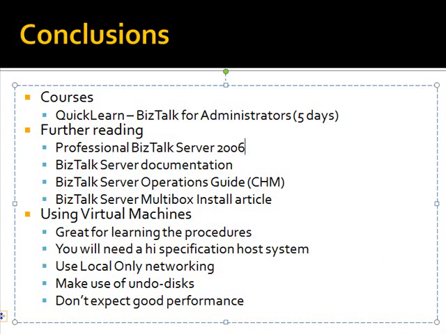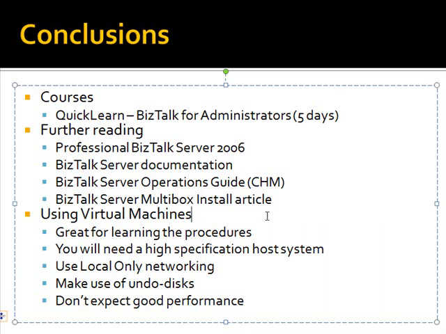A couple of guidelines on using virtual machines. It's great for learning the procedures for actually running through and seeing basically how things work. You will need a high specification host system if you're going to be running 3 virtual machines concurrently. You could probably get away with 2 if you were only going to have 1 BizTalk server in the group. That will get you through most of the stuff. The join group is fairly simple to do, so you could probably get away with doing this on 2 servers. Use local only networking because we want to have the domain controller and the BizTalk servers talking to each other, so I set local only networking.